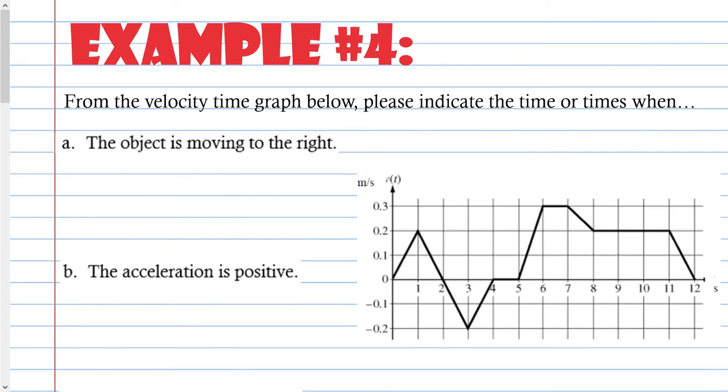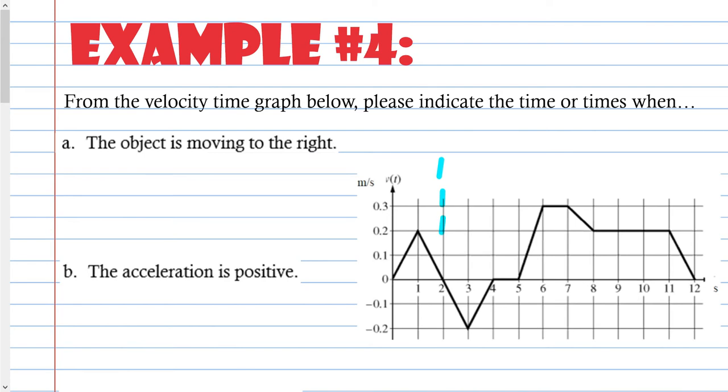All right, so here's our graph. So we're going to break this down. This is the velocity time graph. So we're going to indicate the time or times when the object is moving to the right. Okay, so as far as the object moving to the right, if you look at your notes from the previous section, 2.2c, the object is moving to the right whenever velocity is positive. If velocity is positive, then it's moving to the right. Well, it probably is better if you have a visual of this. So this is what I'm going to do. I need to figure out where velocity is positive.